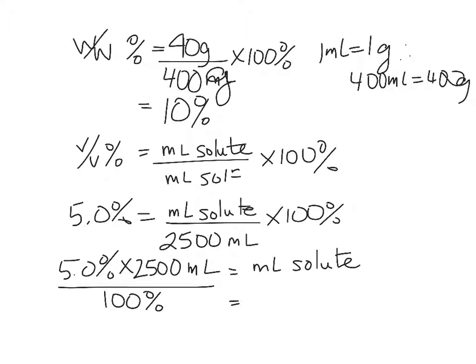So how much acetic acid has to be added to 2.5 liters to make this solution? 125?